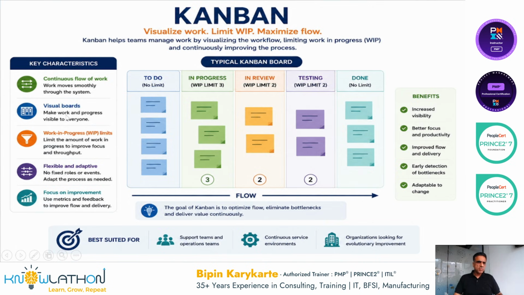So visual boards make work and progress visible to everyone. Work in progress limits, limit 2, limit 3, limit 2, are a very effective tool to make sure that things don't stop. If they look like they are stopping, you can quickly pick out which area it is, whether in progress, in review or in testing, where the problem is, and take corrective action.